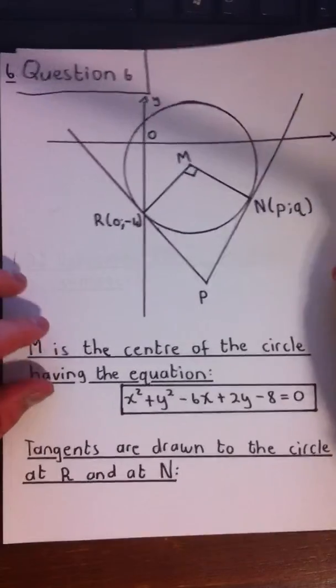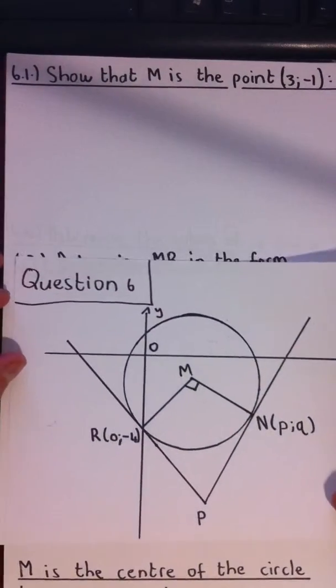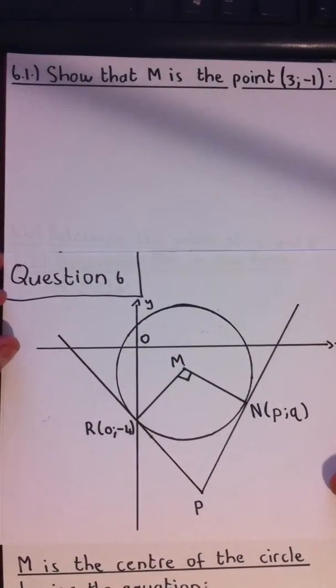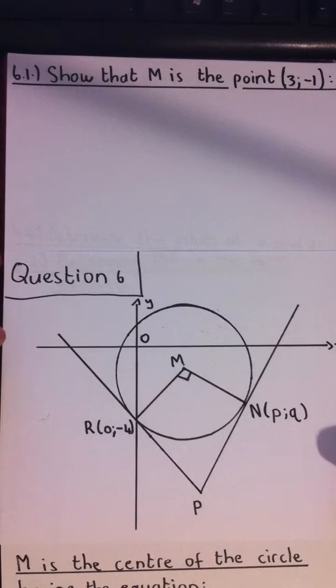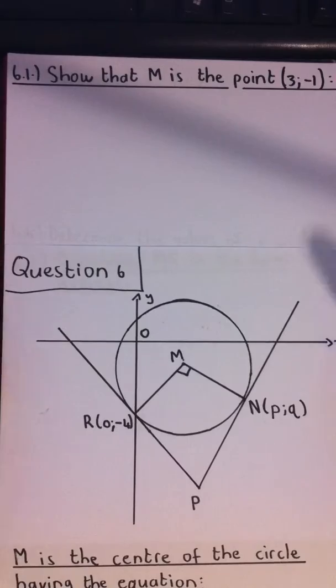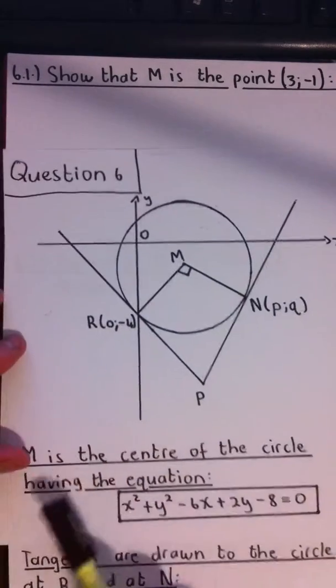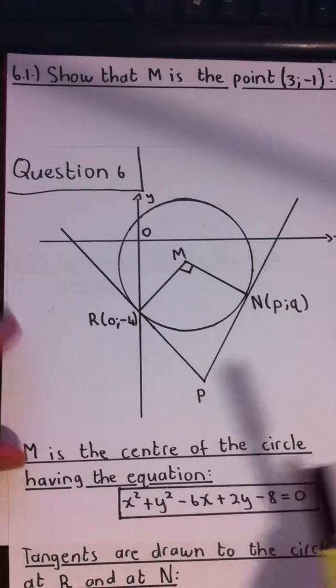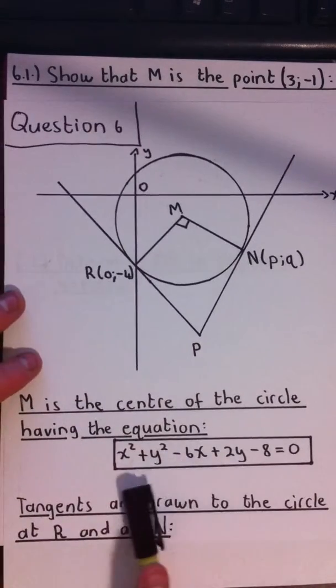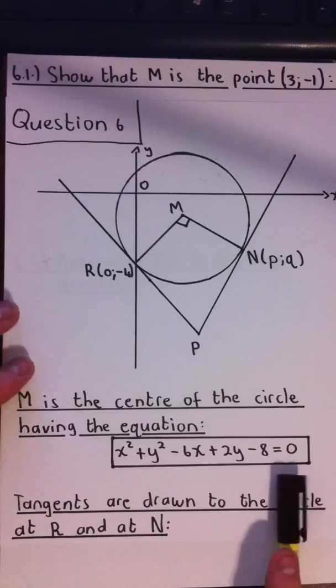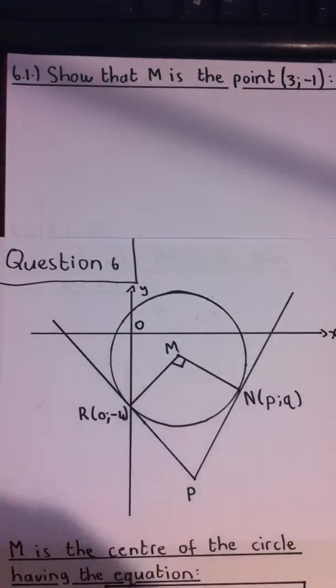Okay, question 6.1. Show that M is the point (3, -1). How will we go about doing that? Well, we know that M is the center of the circle. Now, what do we know about centers of circles and how they relate to the equation of a circle? Well, let's see what happens.